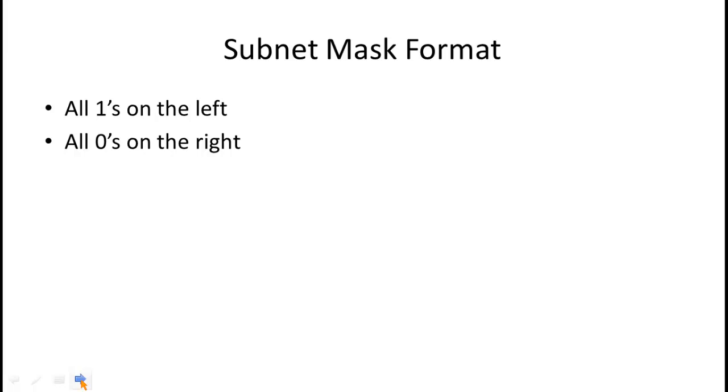Before working on example number 2, we will work on subnet mask format. Now, if we convert a subnet mask into its binary, then all ones will be on the left hand side and all zeros will be on the right hand side. I will write a subnet mask in dotted decimal notation and then convert it into its binary format. As you can see in this example, all ones are on the left hand side while all zeros are on the right hand side.